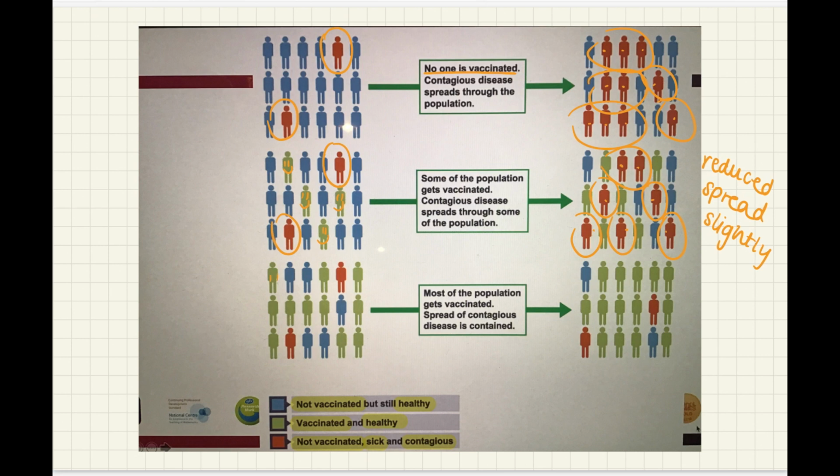And then the row on the bottom, most of the population are vaccinated, so there's lots and lots of people who are happily vaccinated now. We've got our 2 people who are infected and contagious, and then as time passes, we've still only got 2 different people who are infected and contagious. So the spread has been vastly reduced, but not prevented.